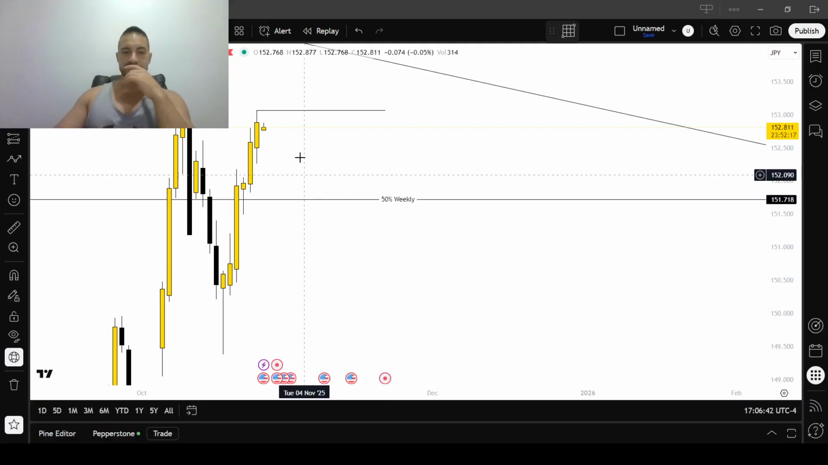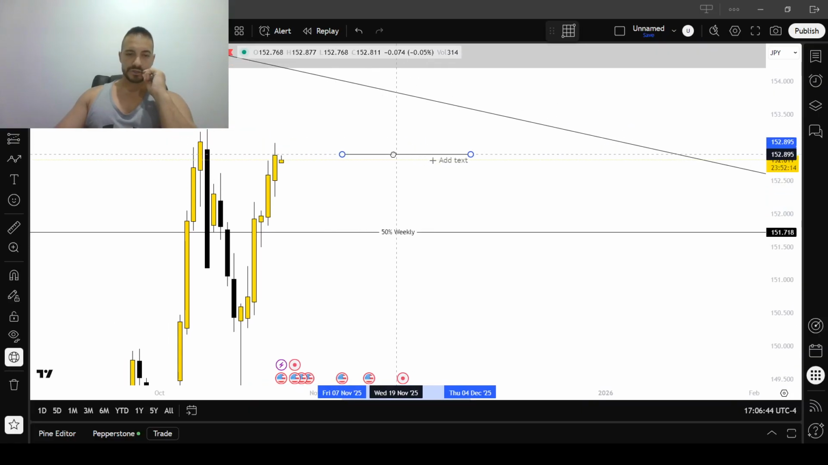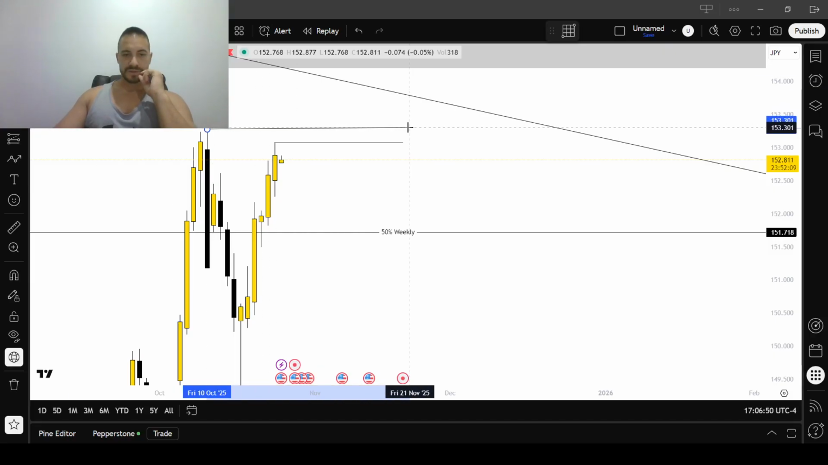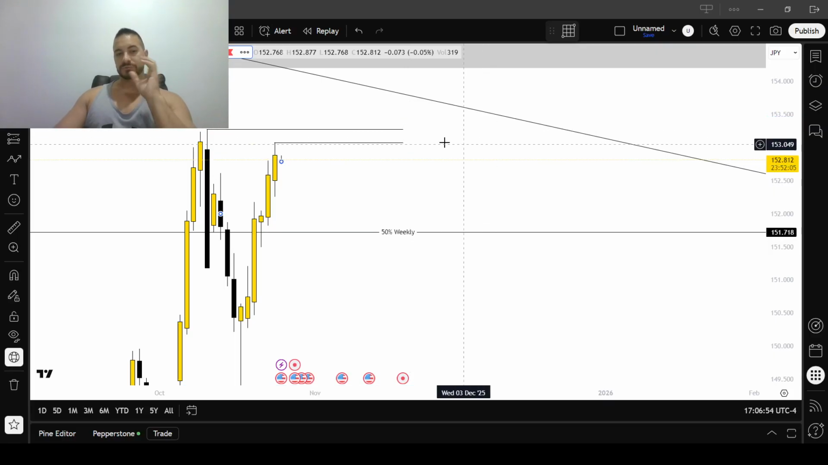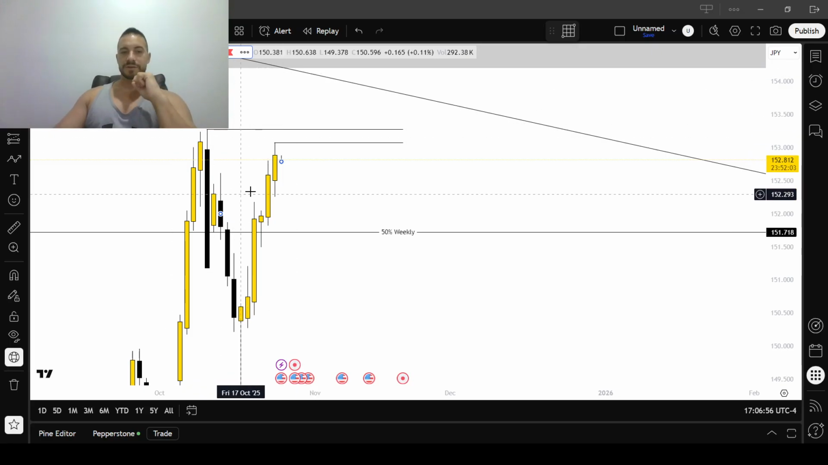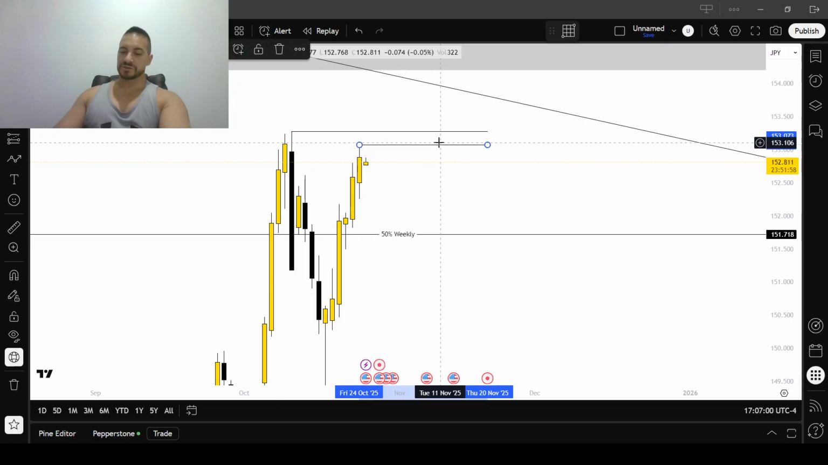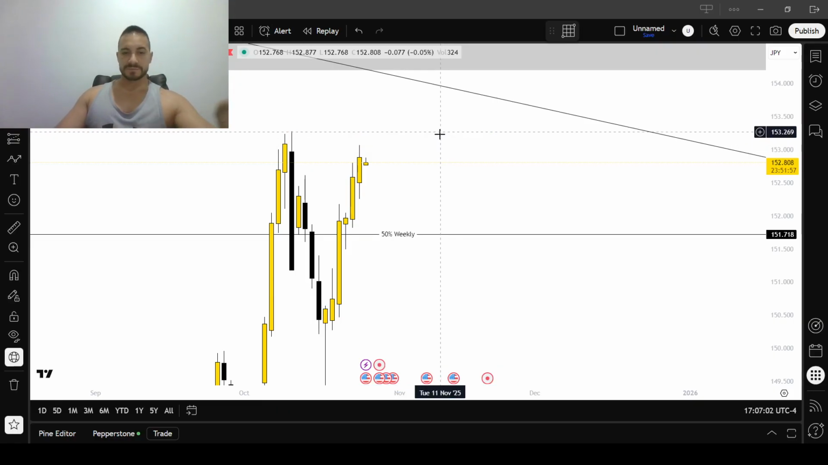then I would suggest putting shorts above that zone, and then you've got to wait for each daily candle to close before you add another one. That's just the strategy I use. It just helps me get in the best possible position.